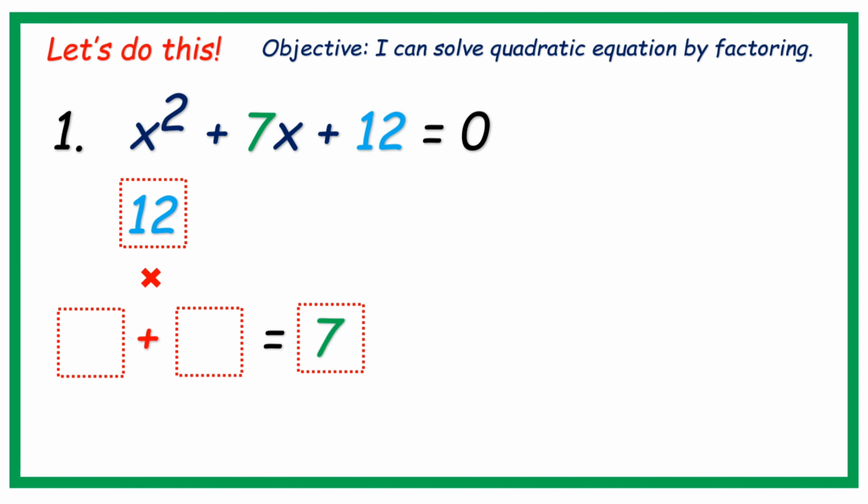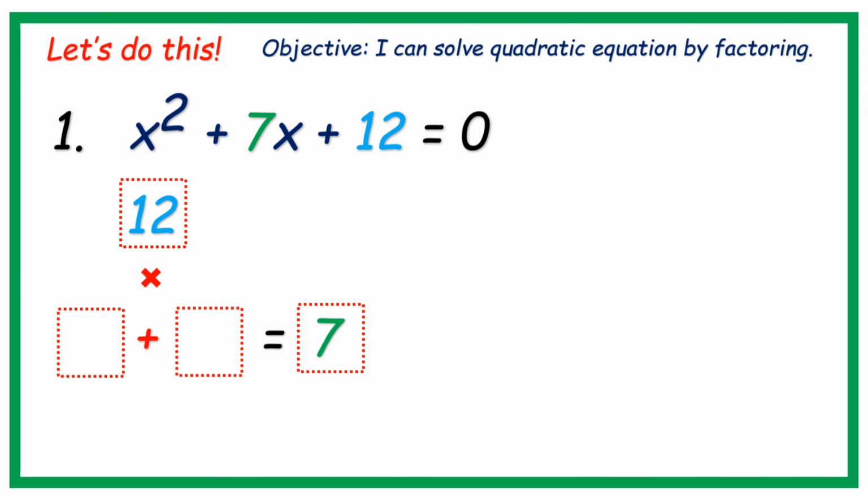So you are going to think of a number or numbers. When you multiply, the answer gives you 12, and when you add, the answer is 7. So you can see there the multiplication and the addition. You're going to think of numbers that when you multiply give you 12, and when you add give you 7.